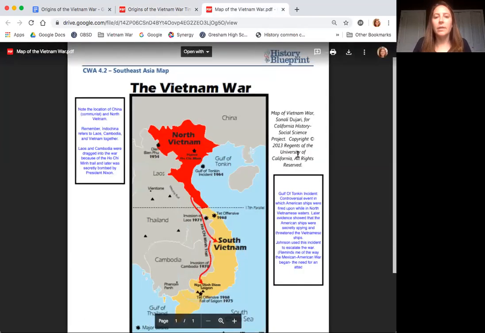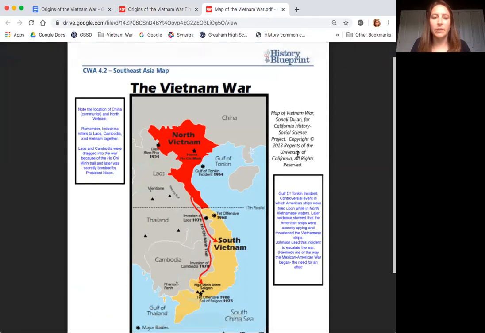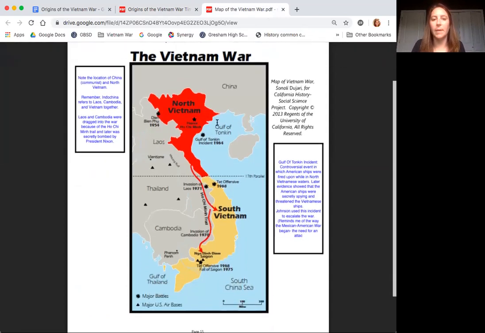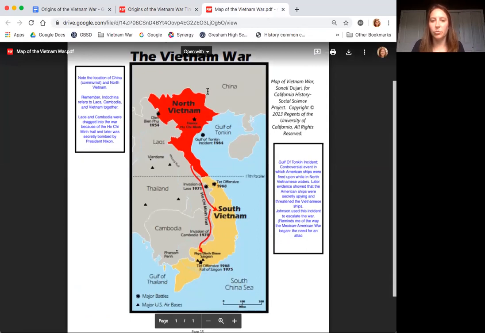And then I also added this map here. We'll probably look at this again later, but just to give you an idea of the basics of the war being fought between North and South. And so we'll get into that more later. I put some notes here off to the side, so if you want to read those too, that would be great.